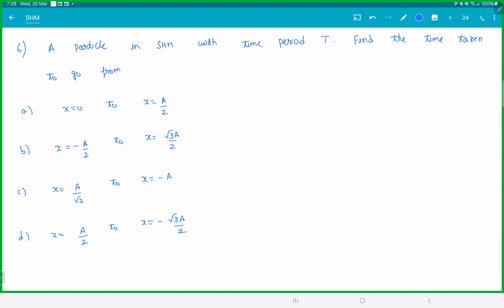Yeah, let's get them out. So the particle is oscillating in SHM with time period T, so the answer will come in terms of T. From 0 to a, what is our time? Minus a/2 to root 3 a/2, a/root 2 to minus a/2 to minus root 3 by 2. Think for a minute, then I'll show you something. Then I'll give you another 1 or 2 minutes.